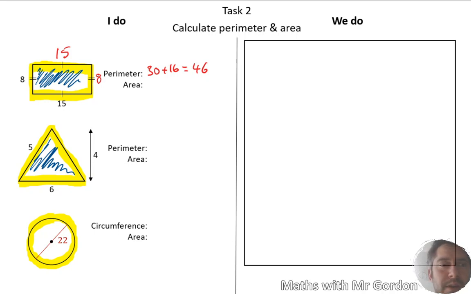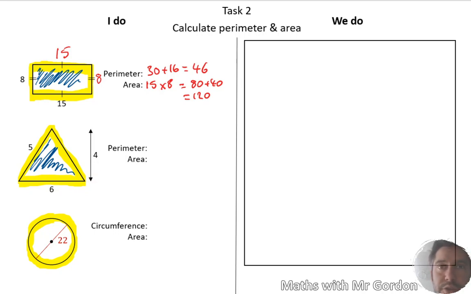How about the area? The area is going to be one side multiplied by the perpendicular side on this rectangle. So we've got 8 times 15, or 15 times 8, it doesn't matter which way around. If you don't know how to multiply a number by 15, you can multiply it by 10 and then add half of that to it. So that's the same as saying 80 plus 40, which is 120. So that's our area.